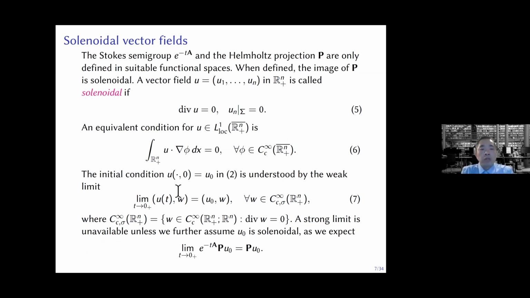Here I describe what a solenoidal vector field is, because the Stokes semigroup and the Helmholtz projection cannot be defined in any space. When they are defined, the image should be solenoidal. A vector field is solenoidal if it is divergence free and, moreover, its normal component vanishes on the boundary. An equivalent definition, when u is locally L1 up to the boundary, is that it is orthogonal to any gradient field of phi smooth with compact support. In this notation, phi could be non-zero on the boundary.